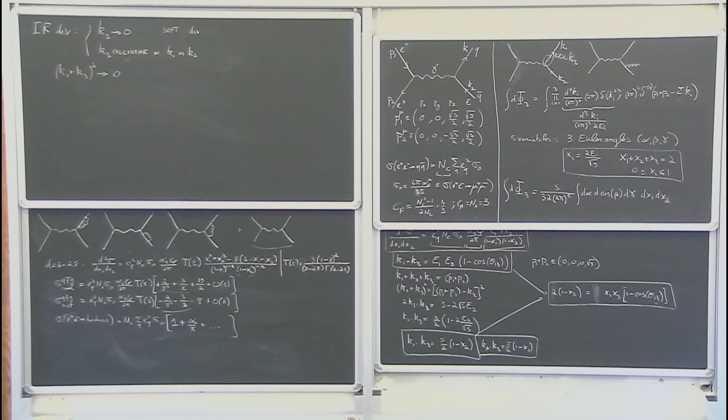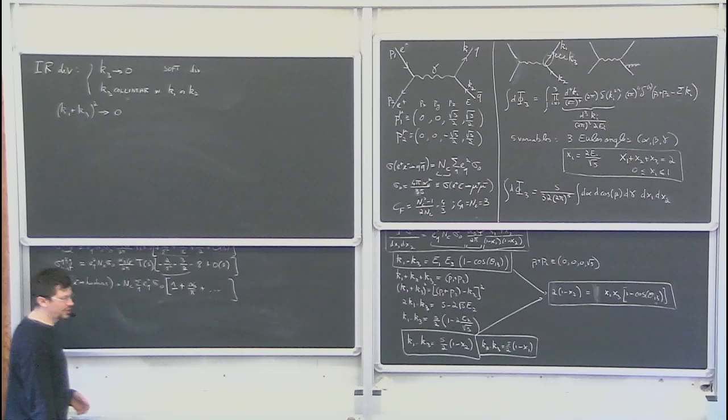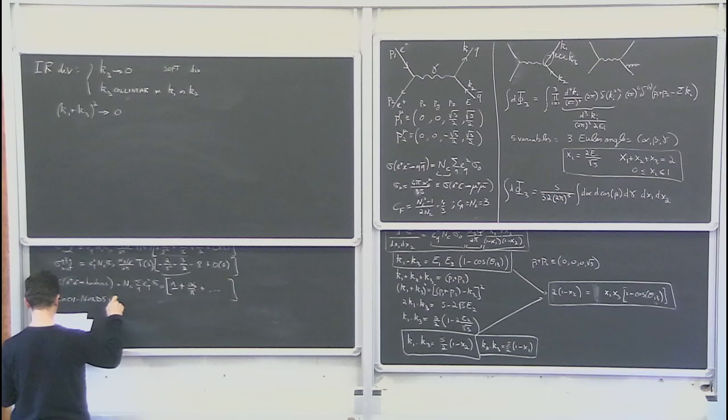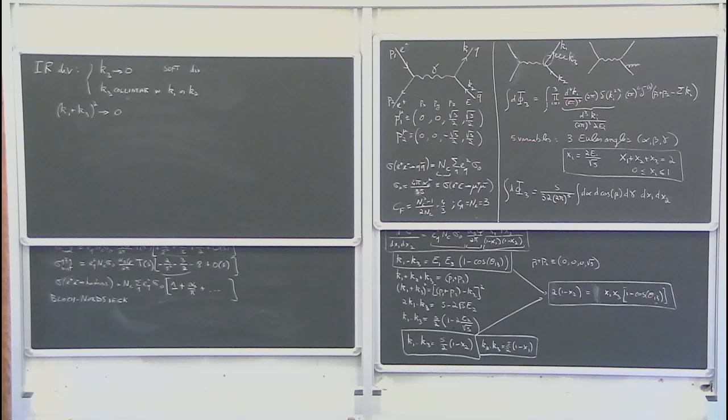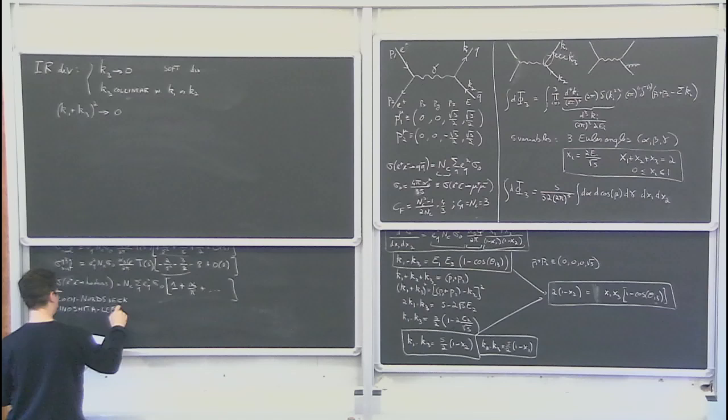And so there's a theorem, in two versions. There's the Bloch-Nordsieck theorem. I never remember how to spell those names properly. That's actually the version in principle for electromagnetism, so not QCD, for Abelian theories. For non-Abelian theories, it's actually Kinoshita, Lee, and Nauenberg.